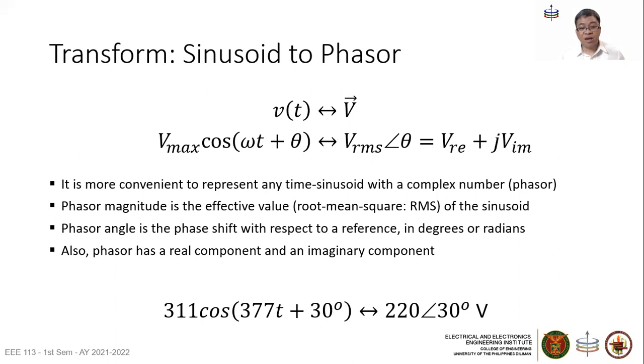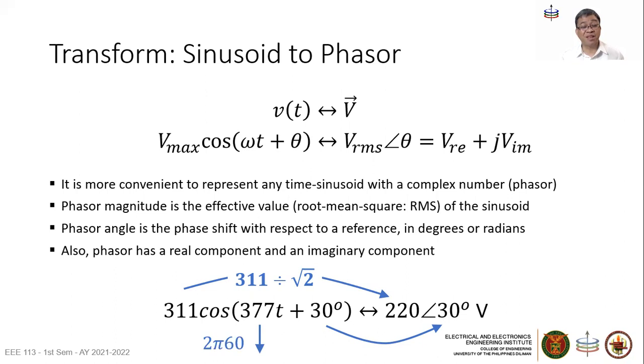So as an example here at the bottom, we can convert this time domain signal here, the sinusoid, to this phasor here. First, you convert the amplitude, that's 311 divided by square root of 2, you get 220. That's the RMS value, and that's the effective value, 220 volts. And then you grab the angle, that's 30 degrees, you copy it over there. That's your phasor there.